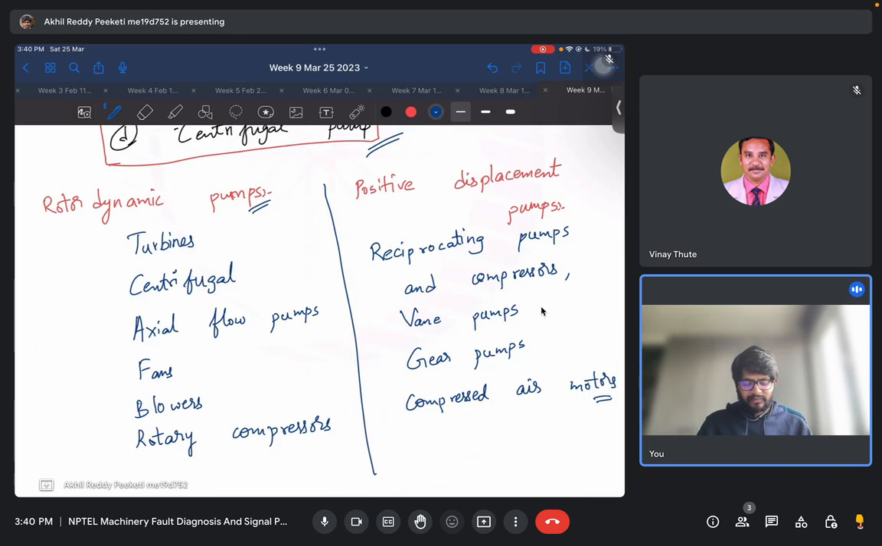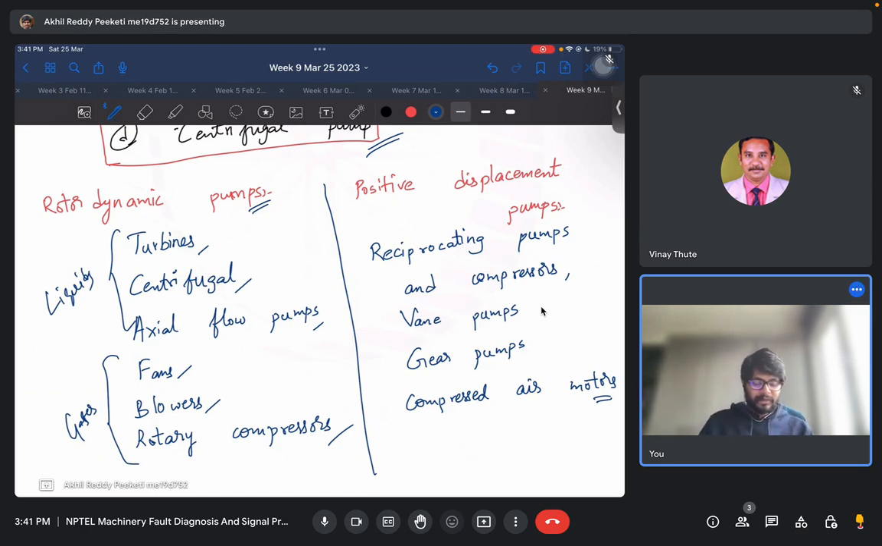for rotodynamic pumps you have turbines, centrifugal pumps, axial flow pumps, fans, blowers, rotary compressors. All these are examples of rotodynamics. For these three you might be dealing with fluids like water or petrol. For fans and blowers you might be dealing with gases. These are mainly for liquids. These are mainly for gases. But all of these work on a rotary principle. In positive displacement pumps we have reciprocating pumps and compressors, vane pumps, gear pumps or compressed air motors. So all these are examples of positive displacement pumps.